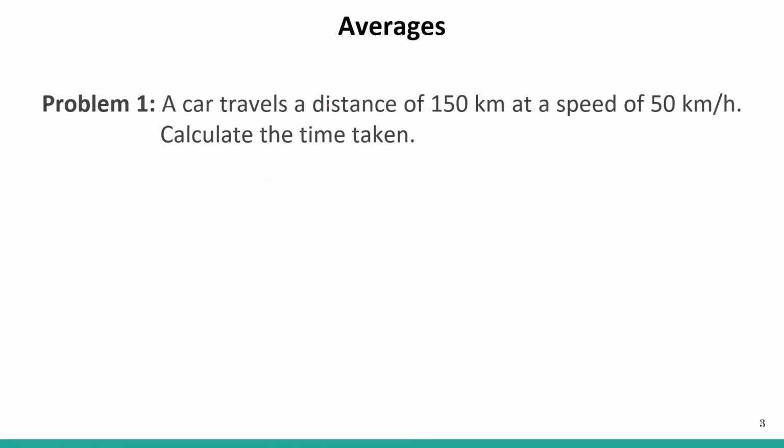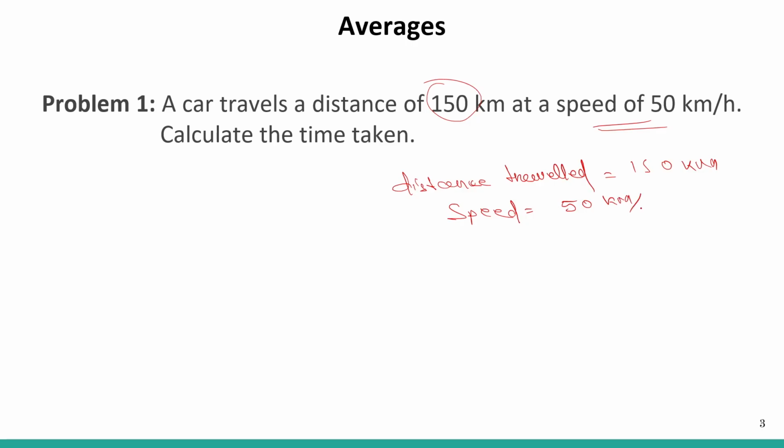A car travels a distance of 150 kilometer. So the distance traveled is equal to 150 kilometer, right? The speed is given to us as 50 kilometer per hour. So what you have to consider at this time is that here the distance is given in kilometer and the speed is also given in kilometer.